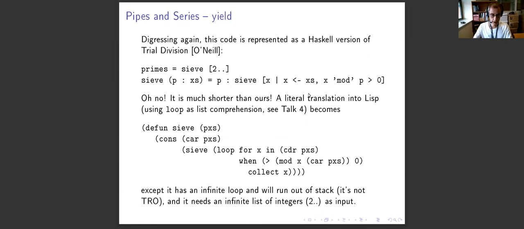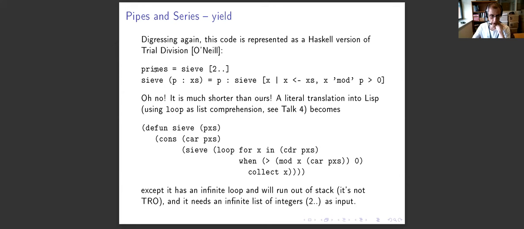So here's another slight digression. Here's the Haskell version that comes out of a paper by O'Neill. And it's quite short. Translating that directly into Lisp, we get something like this. It's a sieve, and it constructs, the colon here is essentially what we call cons. So it takes a prime and conses it onto a list. And the square brackets is list comprehension, which is essentially what we call loop, because loop is used to build a list of things that satisfy certain criteria.